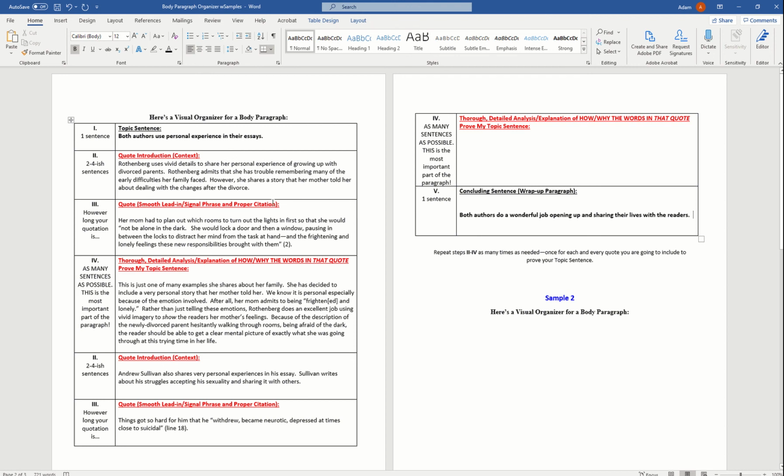See how I'm saying the same thing in completely different words. I didn't just say both authors use personal experience. This says the same thing as this. It's just different. That sounds stupid to me.